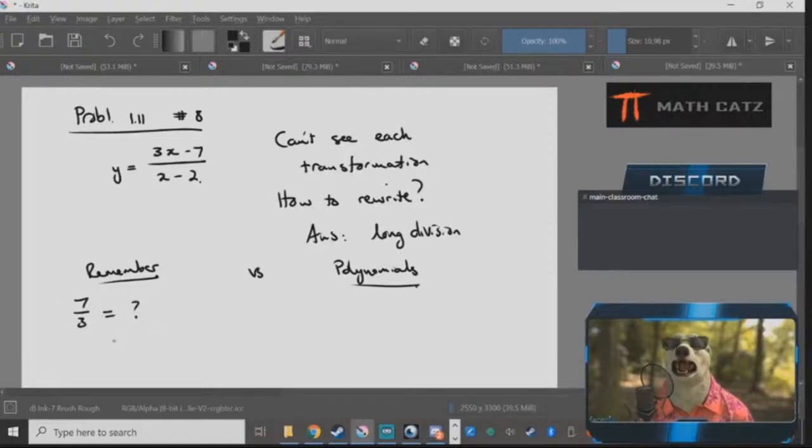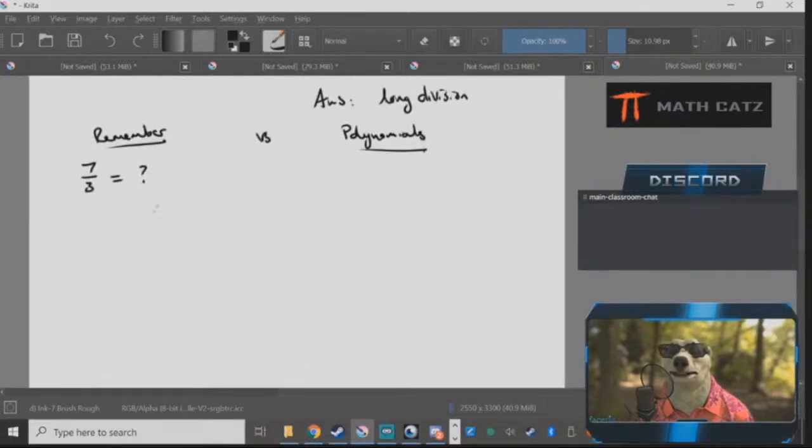I want to rewrite that to, of course, what I know, the whole number portion and then the fraction portion. Right now it's an improper fraction. How do I do that in elementary school? See, I'm not asking much. I'm asking elementary school stuff.